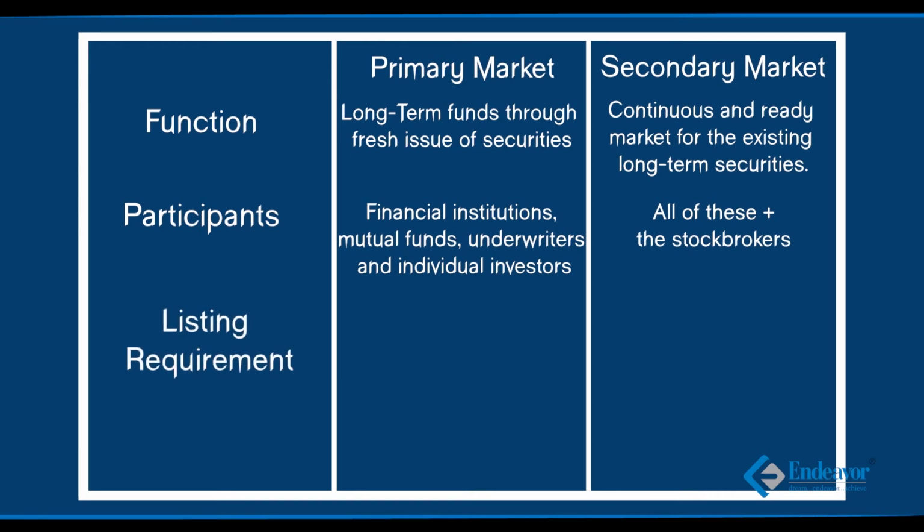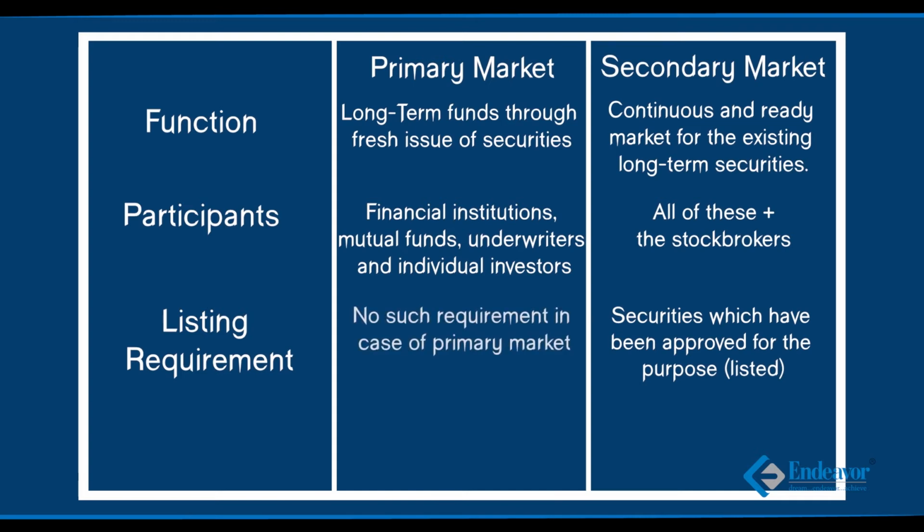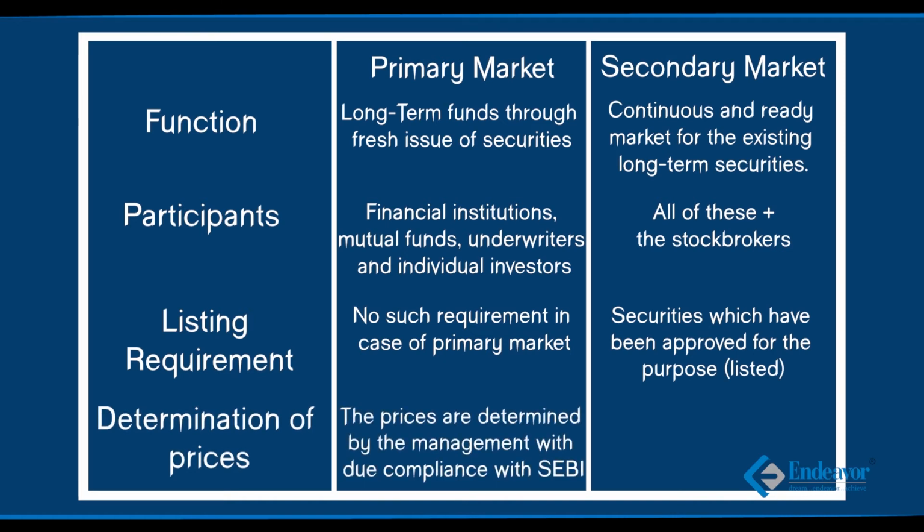Then comes listing requirement. Only those securities which have been approved for the purpose, that is listed, can be dealt in the secondary market, while there is no such requirement in the case of a primary market. Next comes the determination of prices. In the case of a primary market, the prices are determined by the management with due compliance with SEBI requirements for the new issue of securities. But in the case of a secondary market, the price of the securities is determined by the forces of demand and supply of the market, and it keeps on fluctuating.